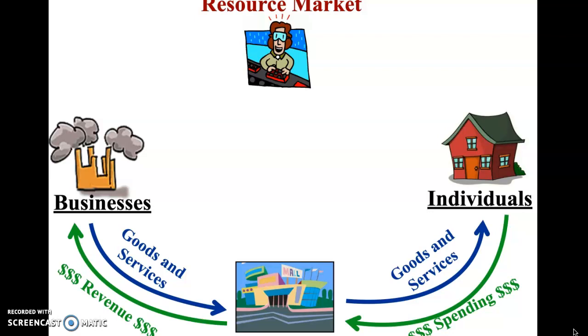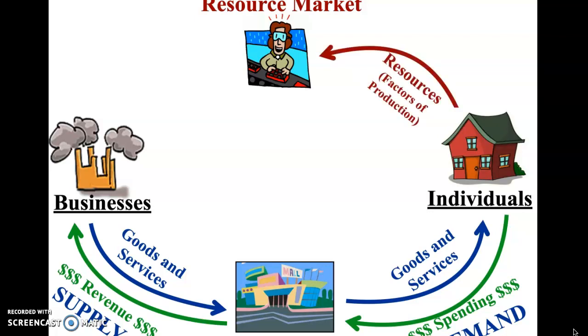In order to gain a profit, the business has to make more revenue than the cost that they have. In this case, the business is supplying goods and services, while the individuals are demanding goods and services. But where do individuals get the money to get all those goods and services that they want?